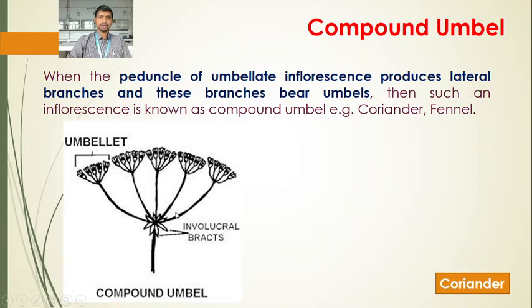Okay, so the peduncle of the compound umbel inflorescence produces lateral branches, so these are the lateral branches, and these branches bear the umbel that we saw in the previous case, that is in simple umbel. Each lateral branch has pedicellate flowers. The pedicel of the flower is of equal length, they arise from the same point, and it is covered by the involucral bracts. So these involucral bracts we also saw at the base of each lateral branch in case of compound umbel.